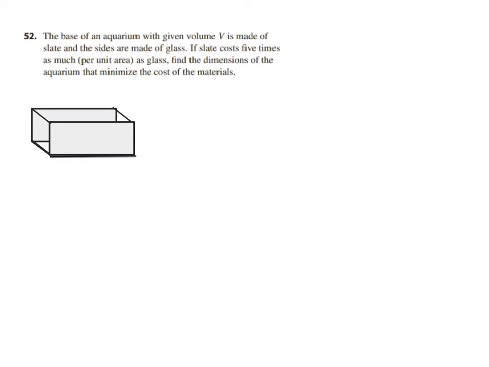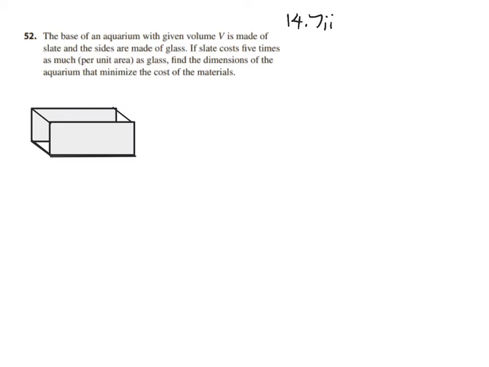So here we have an additional example from 14.7 part 2, where we're looking at finding absolute extrema. Here we have a rectangular aquarium with a given volume V, where the base is slate and the sides are glass. Slate costs 5 times as much as the glass. Find the dimensions that minimize the cost.